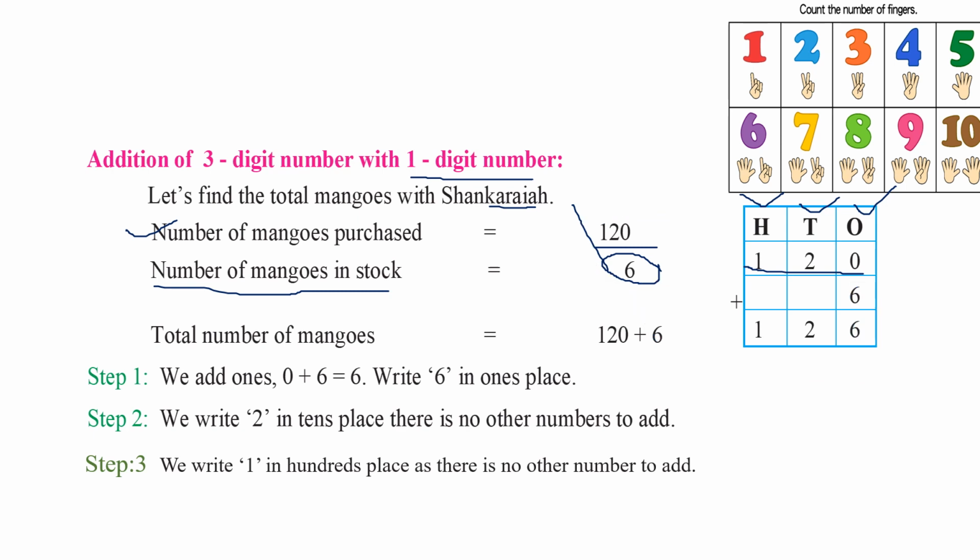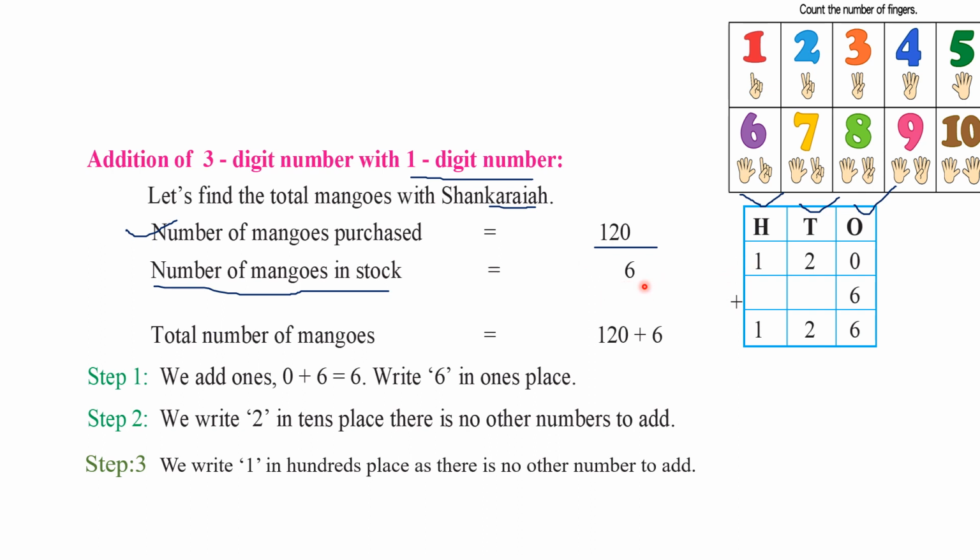Tell me. Very easy, right? Simple. What we have to do? We have to add this one and this one, right? So now Shankaraya has purchased 120 mangoes. Earlier stock was 6. So now simply you have to add these two.